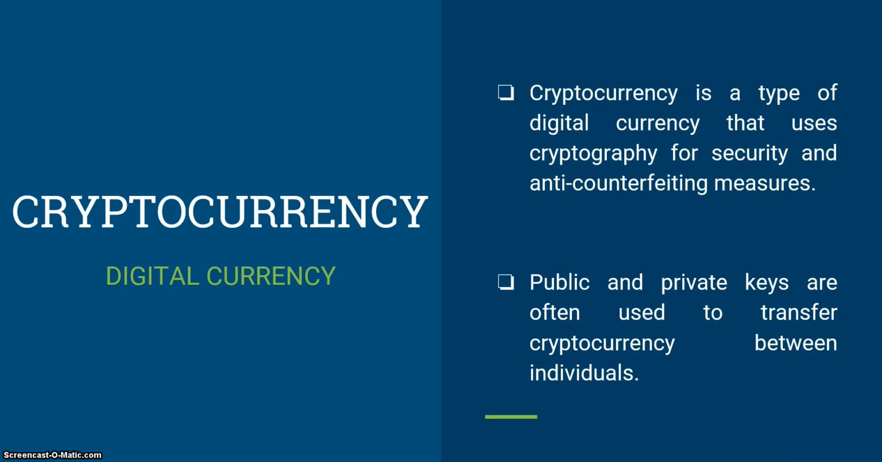First of all, we see what is cryptocurrency. Cryptocurrency, also known as digital currency, uses cryptography for security and anti-counterfeiting measures, that means unhackable purpose. This technology uses two types of keys. One is the public key and the second one is the private key. The public key is for third party verification and the private key is used for personal purposes.